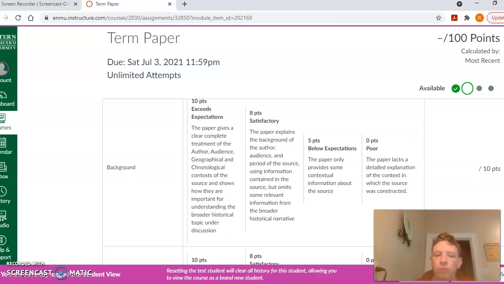Background. This relates really to the first page and a half. Have you talked about who the author is? Have you accurately identified the genre of the source? Who the source was intended for, who it was written for? What is the context in which the source was written? What was the time period?